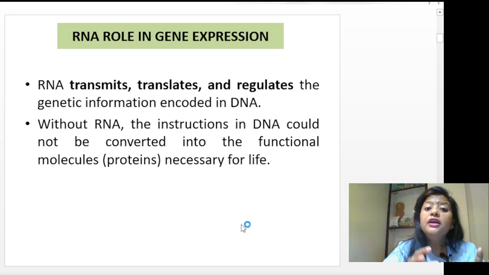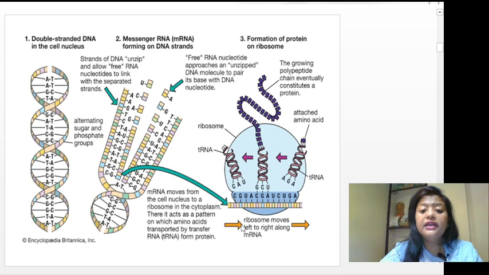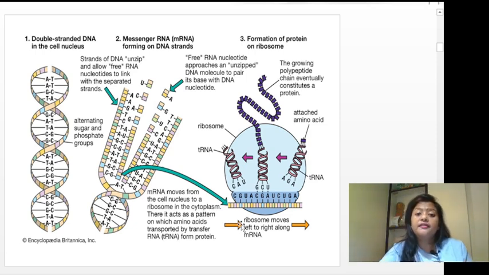Therefore, if this process is not done properly, it will directly affect our life because proteins will not be formed in the correct way, and also the right proteins will not be formed. So it will cause problems, or you can say diseases, in our body. Now let's see. RNA will translate and regulate the genetic information encoded in DNA. Because what does DNA contain? It contains all the genetic information required for processing in our body.